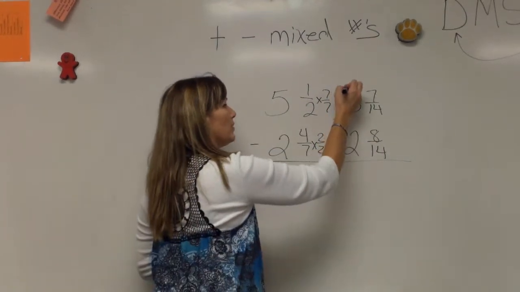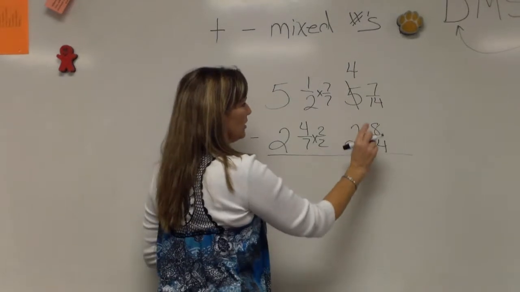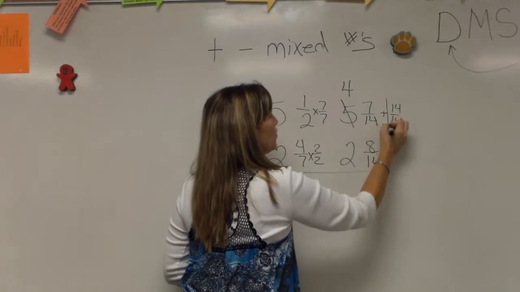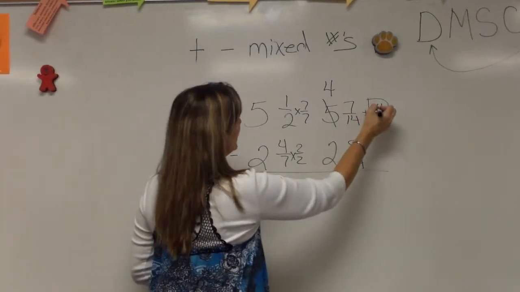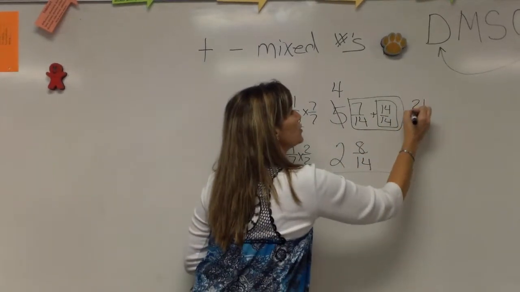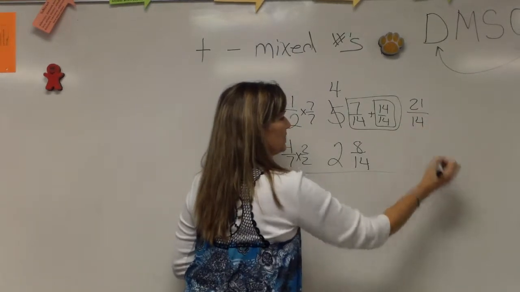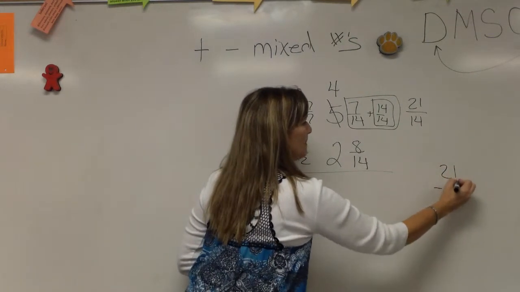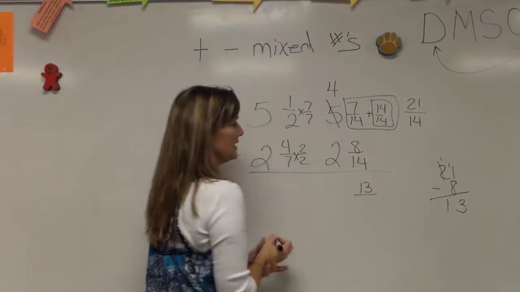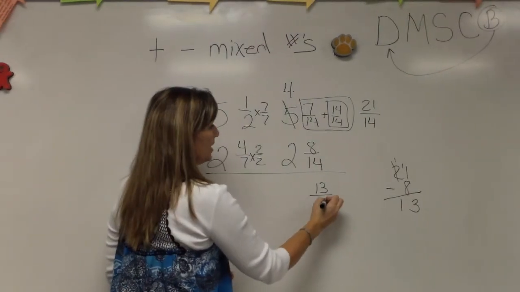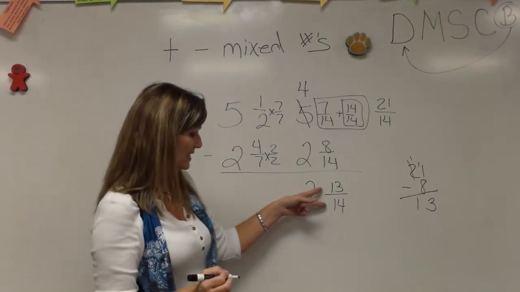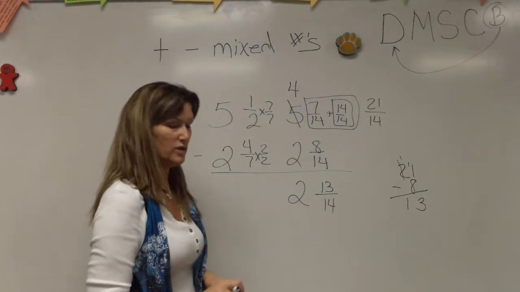So I need to go through and regroup or borrow. I'll look at that denominator. It tells me a 14 over 14 is what my 1 is going to equal. Well, I already had 7 over 14, so when I put those together, I now have 21 over 14. So I'm going to come over here, 21 minus 8. When I subtract, I have 13 as my numerator. My common denominator stays. 4 minus 2 is 2. Again, those are consecutive numbers, so I know they won't reduce anymore.